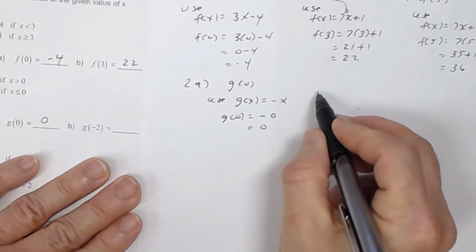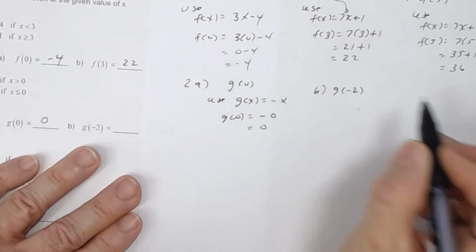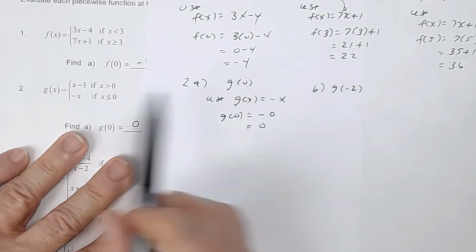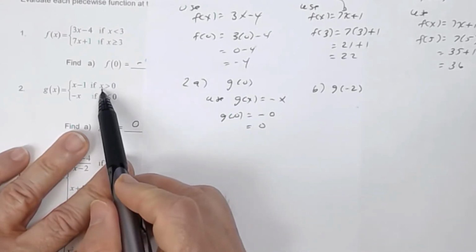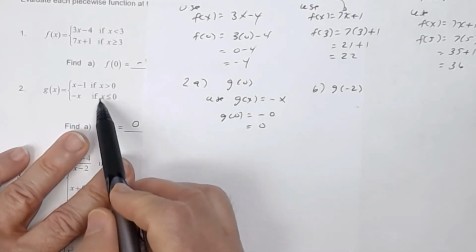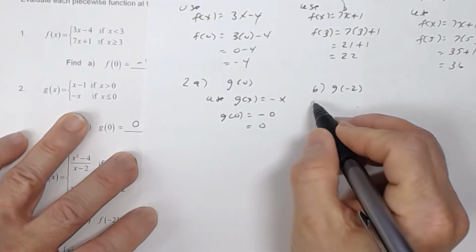Okay, so in part B, you want to find g of -2. So again, you've got to look to see which one you're going to need. So x is -2. So you ask yourself, is -2 greater than 0 or is -2 less than or equal to 0? Well, obviously less than or equal to 0, right? Because it's negative. So you can use this one. Okay, so remember though, you're going to say this.